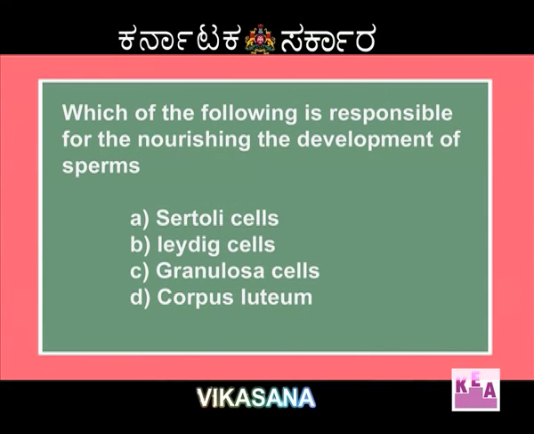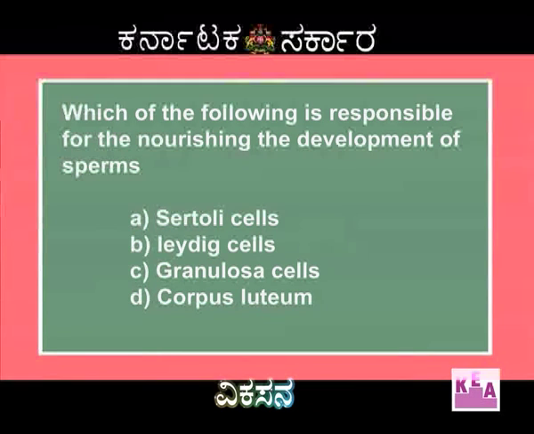So, proceed to the next question. Which of the following is responsible for nourishing the development of sperm? First option, Sertoli cells; second option, Leydig cells; third option, granulosa cells; the fourth option, corpus luteum.